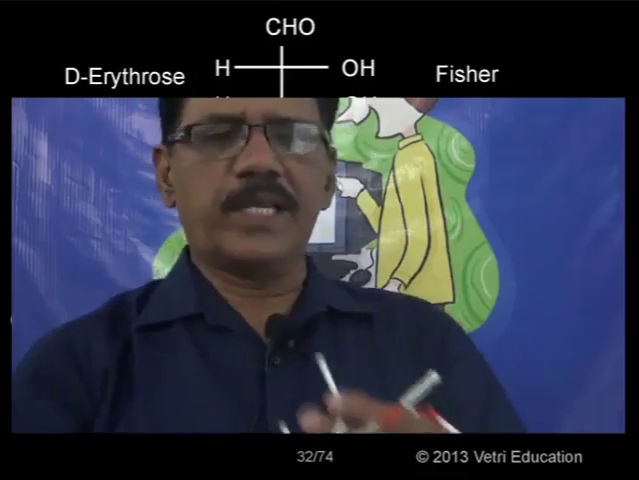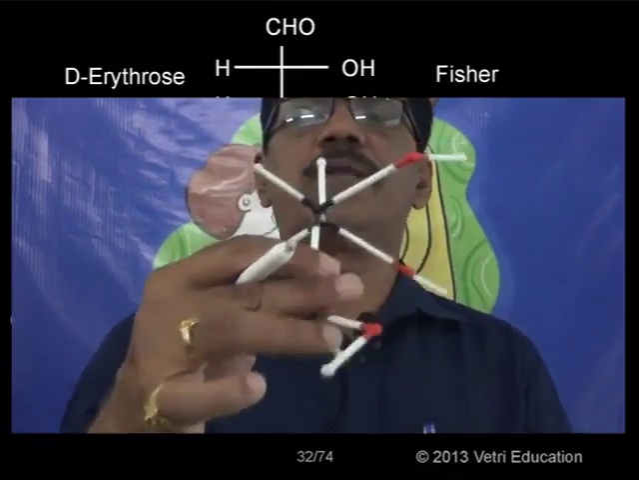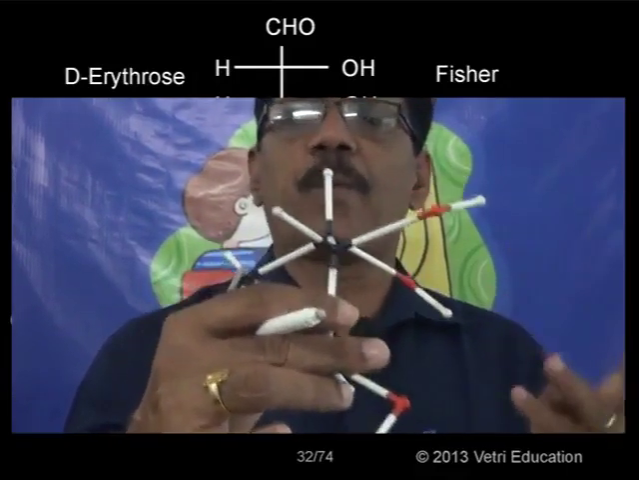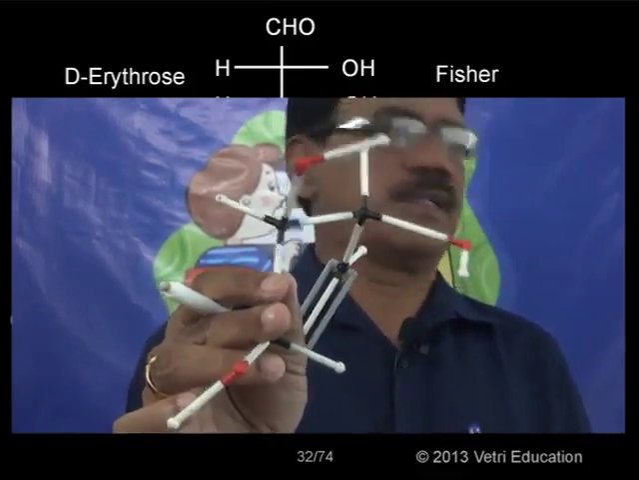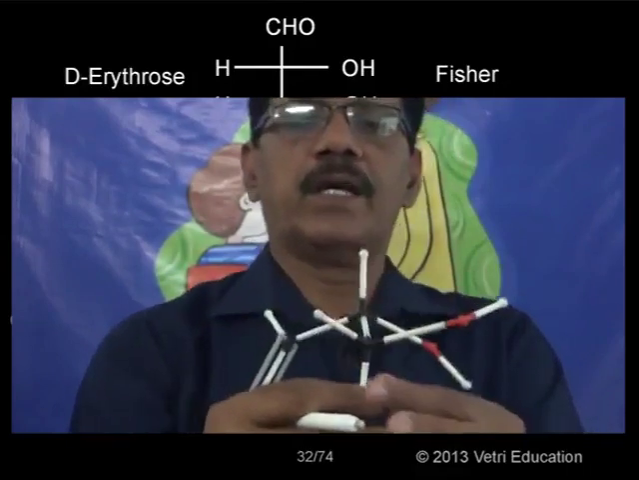Staggered means, as you can see here opposite, that is the staggered form. I have already explained it many times with ethane, propane and butane. This is the corresponding staggered form. This is the corresponding Sawhorse. This is structure 2.